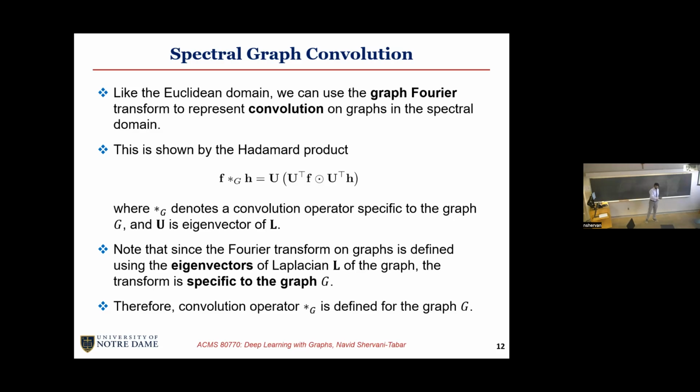So if I take the Laplacian matrix of the graph and use that for the Fourier transform, then this operation belongs to that particular graph. I could use eigenvectors of a different graph for doing the convolution in another graph. So that's why we have a G. It shows that this convolution operation is happening on a graph G. This operator belongs to graph G.